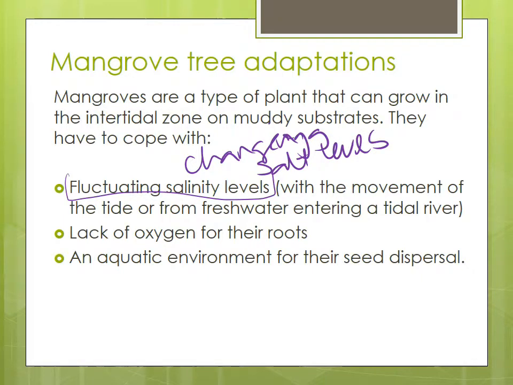Second, the lack of oxygen for their roots. These trees grow in water, so the roots of these plants can't get as much oxygen as plants growing in soil above the ground. And the last one, because it's an aquatic environment, their seed dispersal needs to be very specific. They don't want to drop their seeds and have them sink to the bottom of the water and not be able to grow, or float along and rot, again not being able to reproduce.